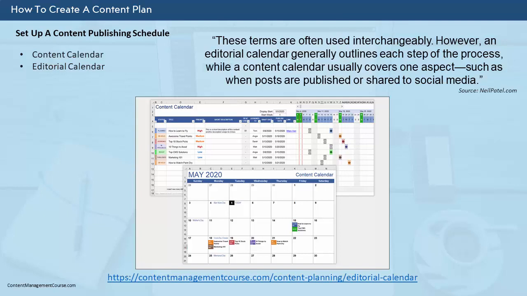Now, these terms are often used interchangeably, but an editorial calendar generally outlines each step of the process, while a content calendar usually covers one aspect, such as when posts are published or shared to social media. If you're just starting out, you can use a spreadsheet to track your content publishing schedule. But if keeping track of things starts to become too hard, you might want to use a calendar tool.